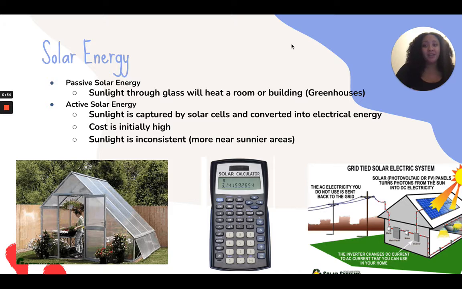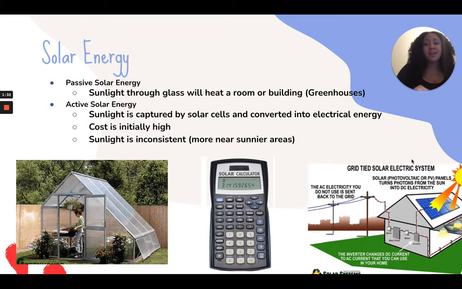So passive energy, this is when sunlight through glass can heat a room, so it's giving thermal energy to a building. An example of this is a greenhouse. So with all that glass comes warm heat into the building. Okay, so that would be passive solar energy. Active solar energy is when sunlight is captured by solar cells. We could see those solar cells on the calculator or in a solar panel, and those are converted into electrical energy, which we use in our houses.